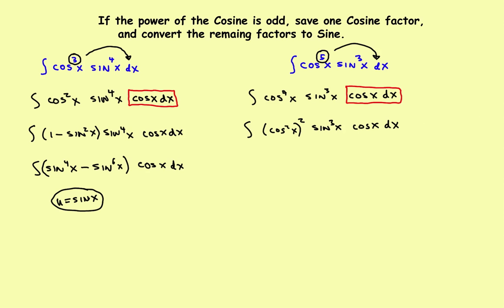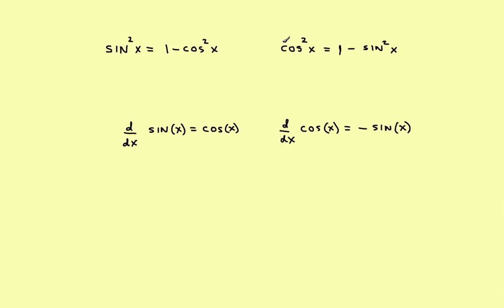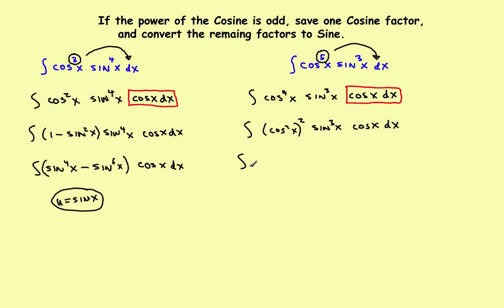So again, using your identity, and just a reminder, the cosine squared is 1 minus the sine squared. So you can change this into the integral of, and change that cosine squared into 1 minus the sine squared. Then the whole thing is squared. Then you've still got a sine cubed of x times a cosine of x dx. Okay, next thing to do, you've got to FOIL this, because you think of it as 1 minus the sine squared times 1 minus the sine squared.